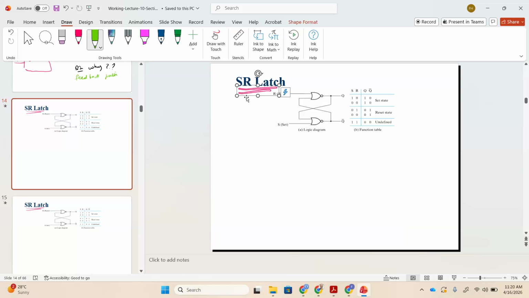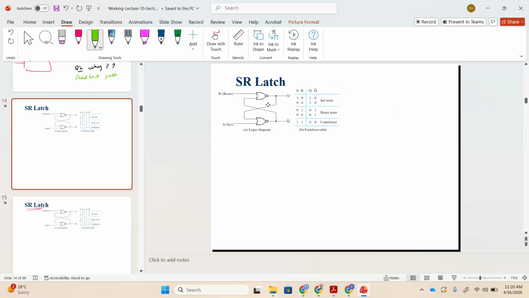Did you get my answer? Yes. Okay. Now we are going to analyze this circuit. This is our objective, to analyze, and now I'm here to analyze this circuit. If you look here, this is my SR latch.